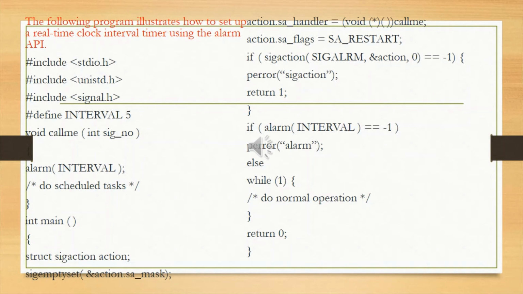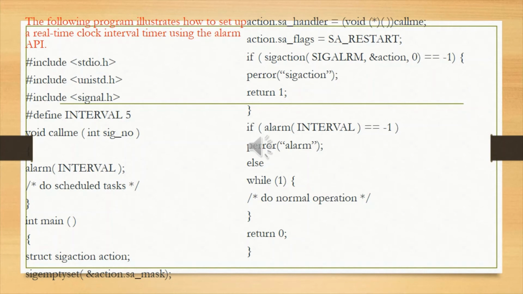The void call_me function is called with the help of a signal number. If you call alarm with a specific interval time, say 5 milliseconds, the scheduled task should be performed after that interval. The main function returns an integer value, with the corresponding structure sigaction. An action variable is declared for the structure sigaction.